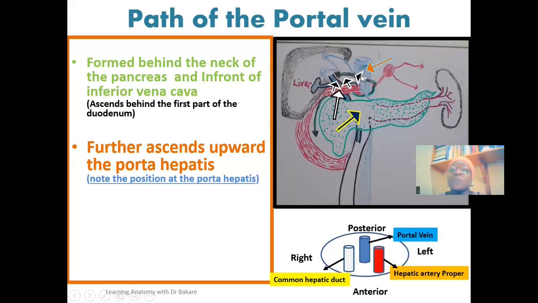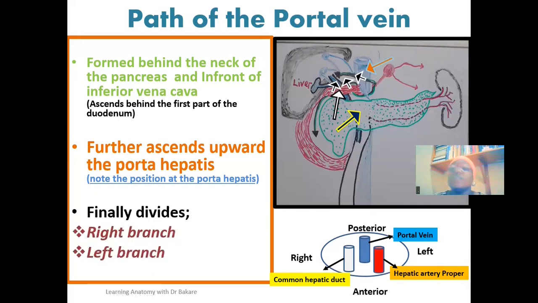The hepatic artery proper is a subdivision of the common hepatic artery that emerges from the celiac trunk. So that is how it goes. It's good for us to be able to establish the position of these different vessels within the porta hepatis. So finally, what is then seen is that the portal vein will divide into the right branch and the left branch. So this is the right branch of the portal vein, and this is the left branch of the portal vein. So this is how they finally divide to supply the different lobes of the liver.